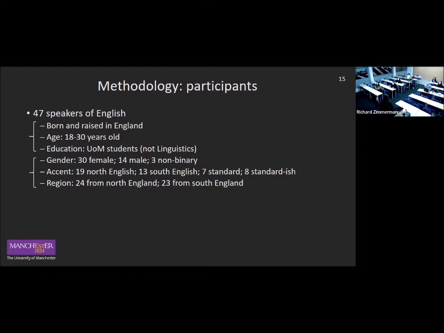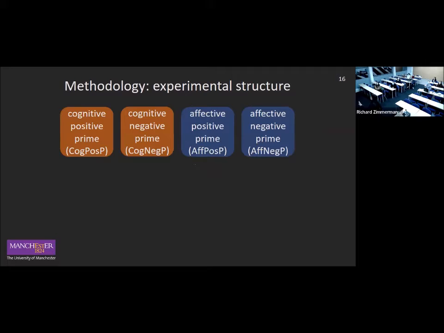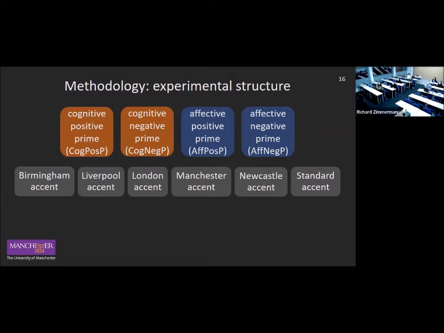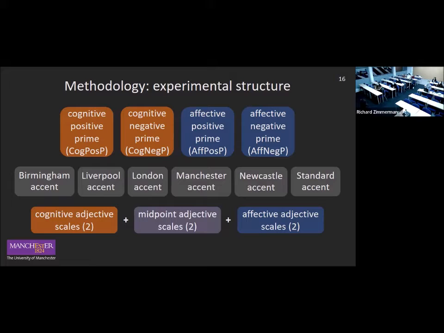So the experimental structure, you would start with one prime, one of these 4 primes. So you'd have a cognitive positive or a cognitive negative or an affective positive or an affective negative prime. That would be followed by one of these accents in the form of recordings. Again, the standard accent, similar to what I just said, was an accent where in the pilot they said things like, oh, this is posh, oh, that speaker is middle class, etc. And then you would have 6 adjectives. Those adjectives came both from a pilot study as well as the evaluative lexicon that I mentioned before. I wanted a nice balance of midpoint, two affective and two cognitive adjectival shapes.